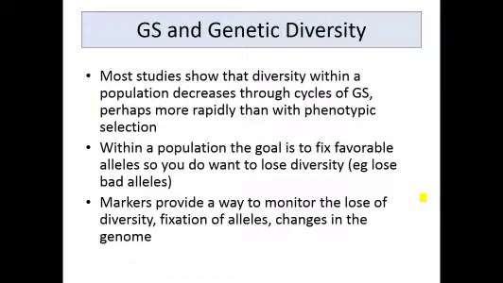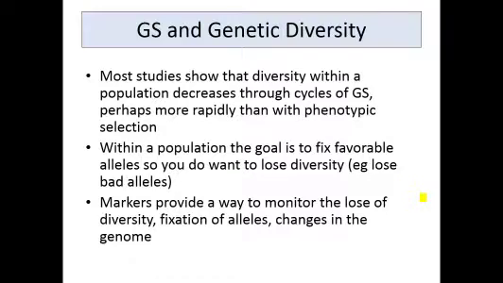Genomic selection and genetic diversity. You can start with your training population, start crossing, getting individuals, and going through cycles of genomic selection. What's going to happen to your genetic diversity within these populations going through rapid cycles of selection? Most studies show that diversity within a population will decrease as you go through cycles of genomic selection, and perhaps the change is even more rapid than what you might get if you're doing phenotypic selection.